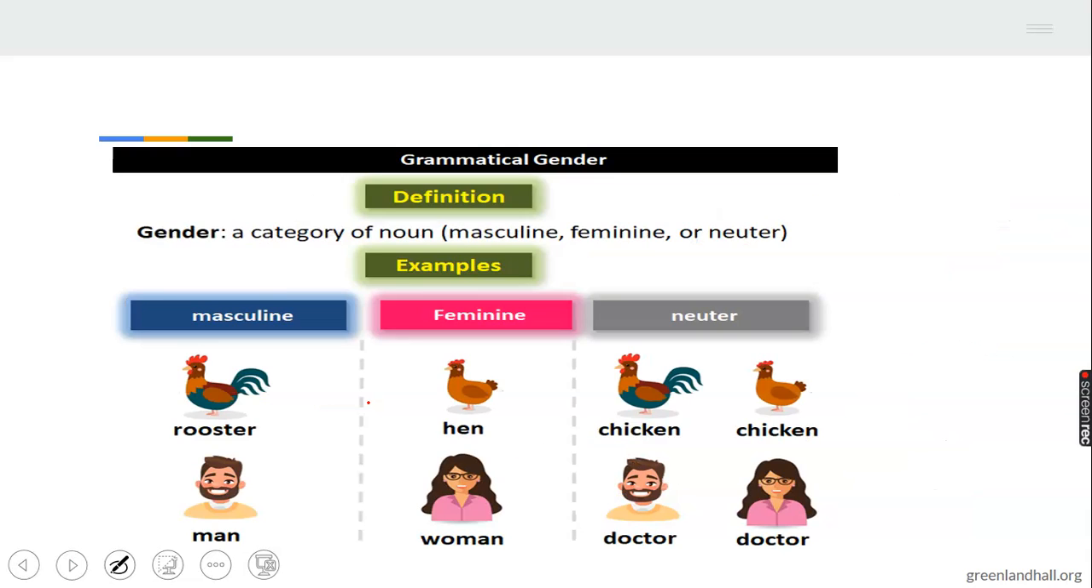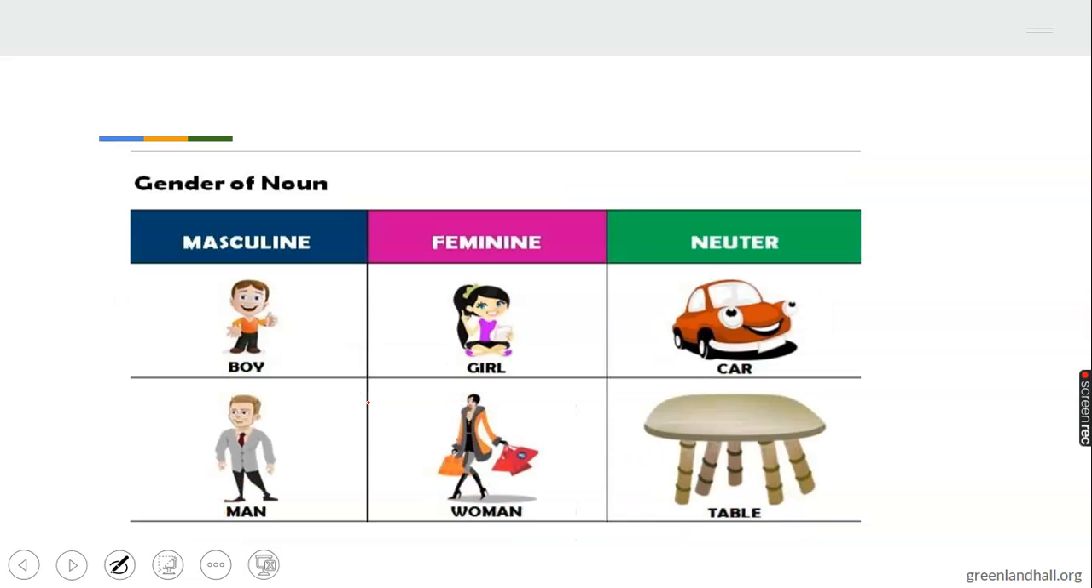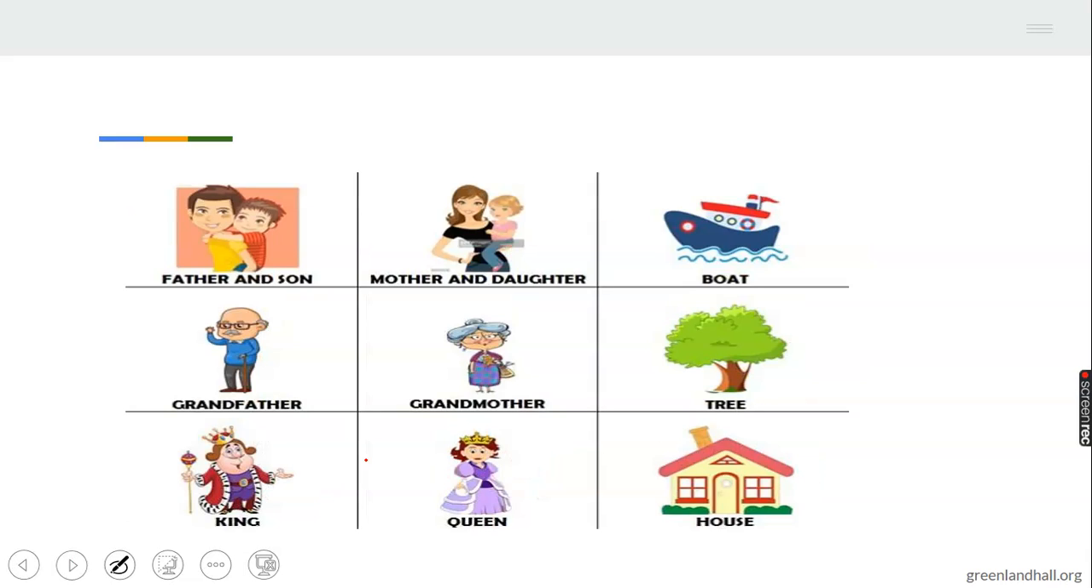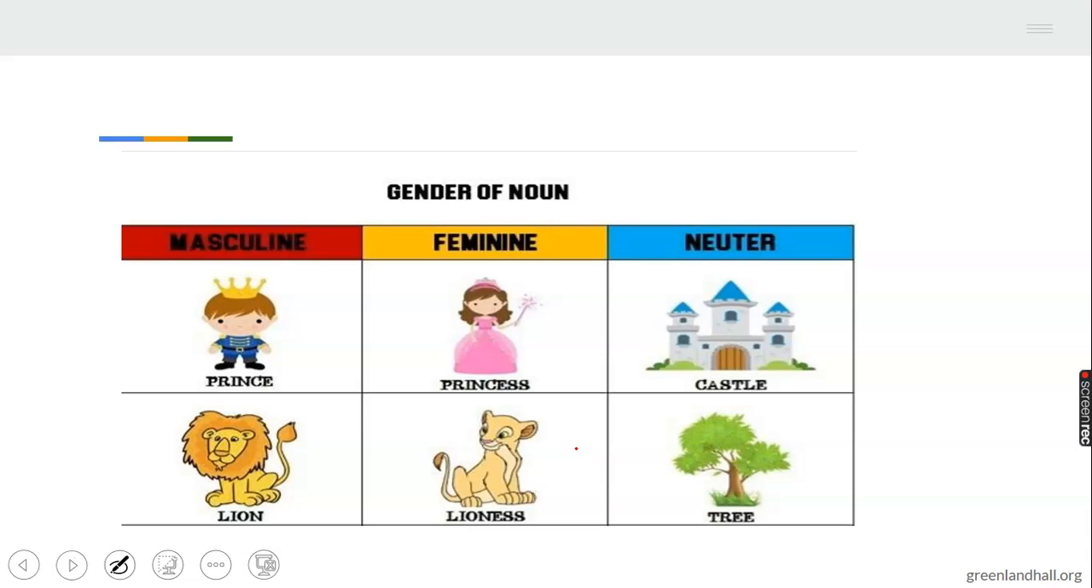We've seen what masculine and feminine are in our previous lesson. Today we'll be focusing more on the common gender and the neutral gender. These are examples of masculine and feminine: boy, girl, man, woman. We have father and son, mother and daughter, grandfather, grandmother, king, queen. You can see them on the screen.